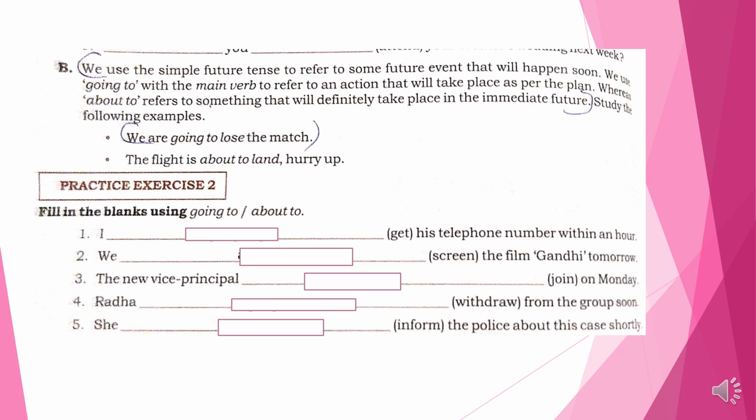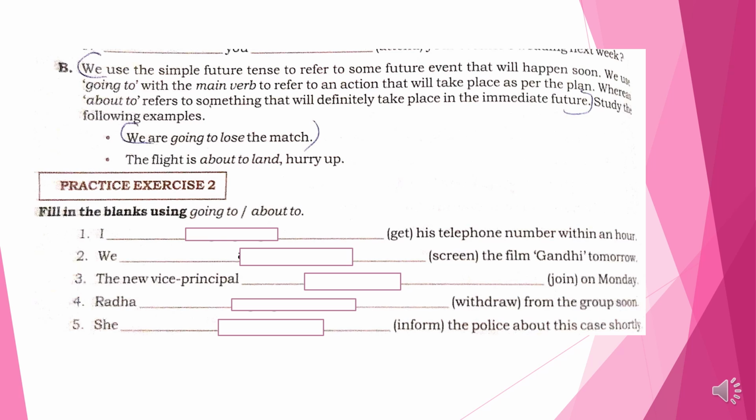Practice exercise 2. Filling the blanks using going to or about to. First one, I dash get his telephone number within an hour. Children, let us complete these sentences using going to form. So here we have to use I'm going to get his telephone number within an hour.